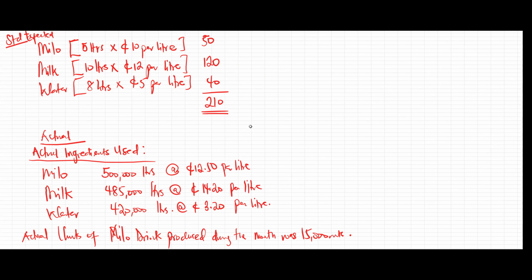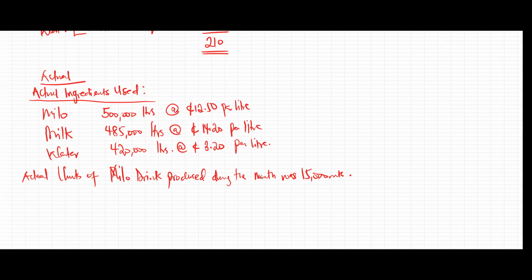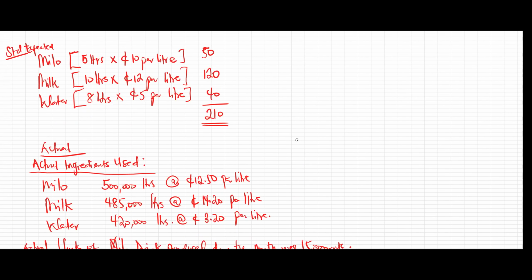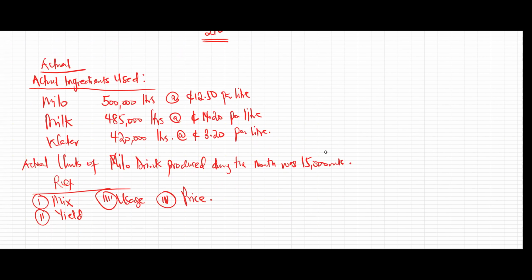Okay, so this is what we have. All right, so what is our requirement? First, we are supposed to find the material mix variance, material yield variance, material usage variance, and material price variance. It's a full question, right?